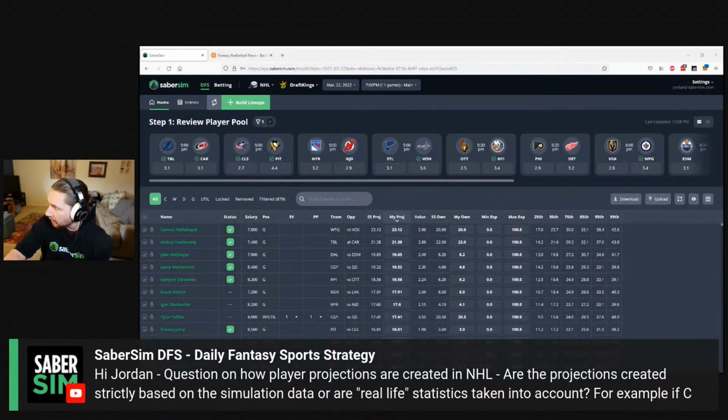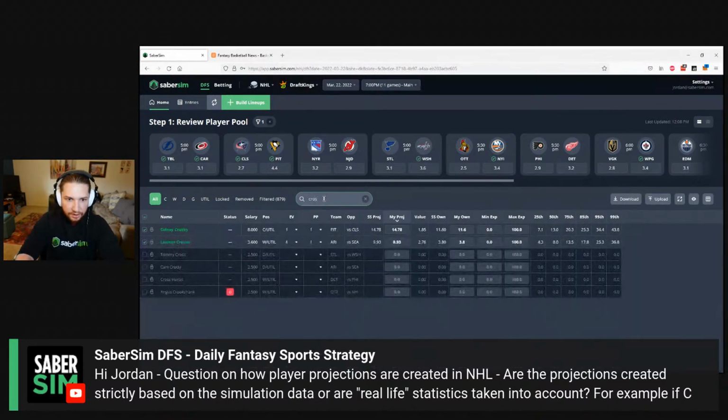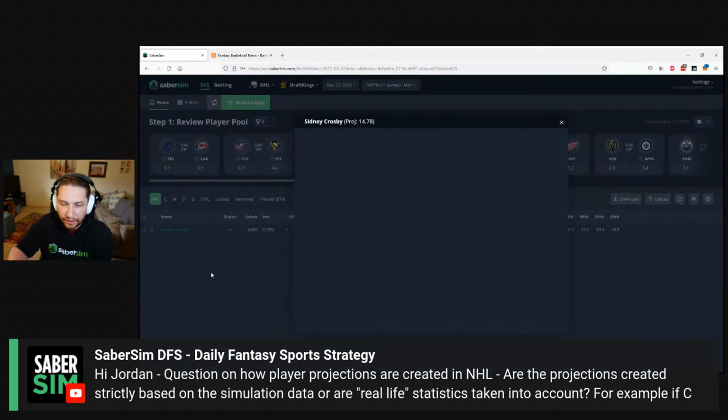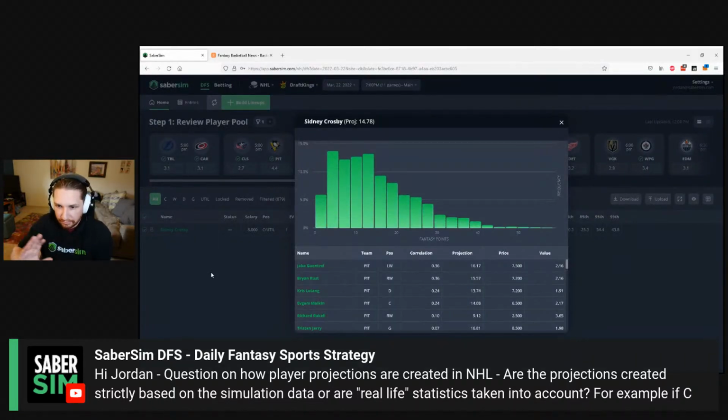I haven't had the chance to read that. But yeah, let's use your exact example, right? Our projection for Sidney Crosby on tonight's slate is 14.78 fantasy points. All that number is, is one thing and one thing alone. It is the average, the mathematical mean of Crosby's fantasy point output across all of our simulations.